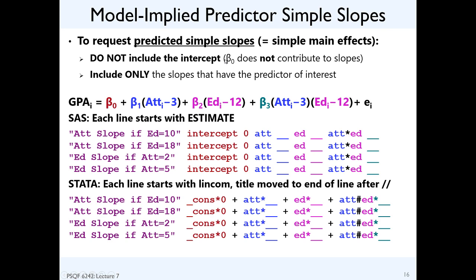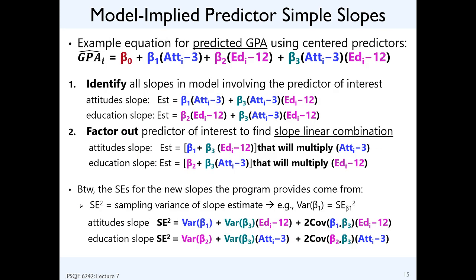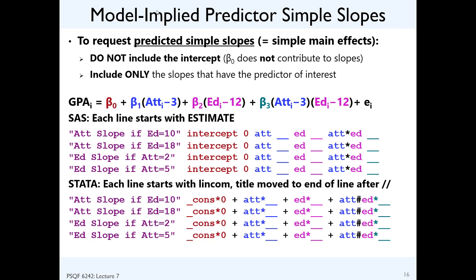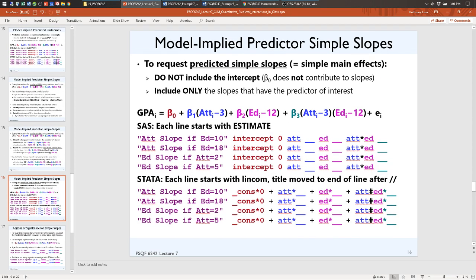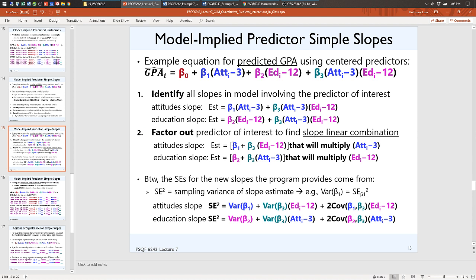But, all right. So let's see how to make SAS and Stata do the decomposition, probing, trying to get simple slopes at other levels of interest. Because when you want to explain what the interaction is doing, this is one way to do that. So here is the predicted model again. The quantity that we're looking for is the attitude slope if education equals 10. So just to go back one slide, this is what we need: beta 1 plus beta 3 times education minus 12.